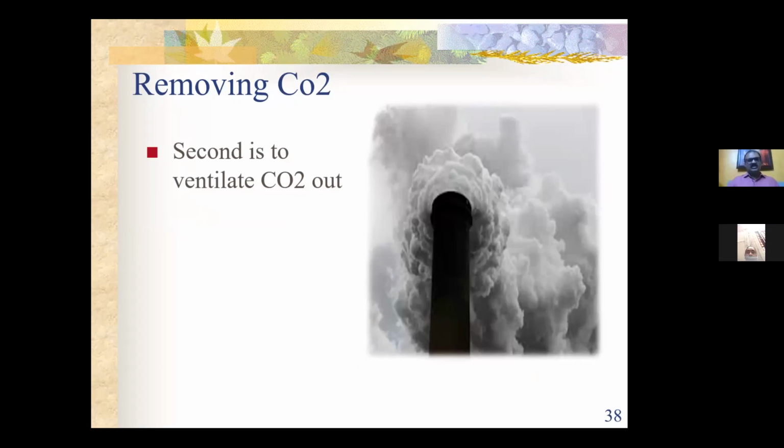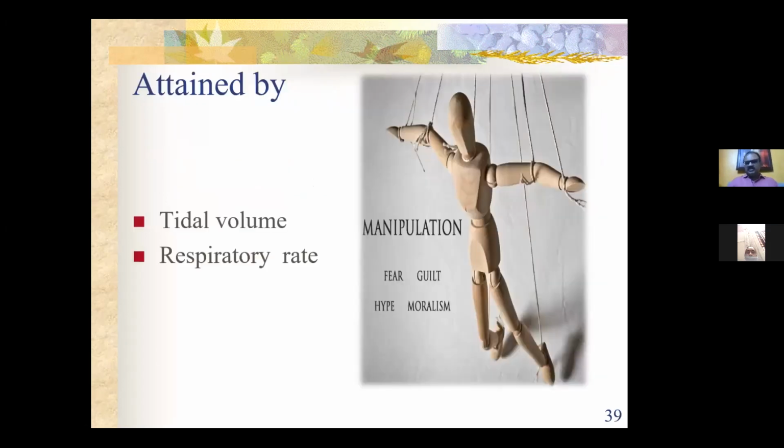Second one is the carbon dioxide. And carbon dioxide, we try to control basically with tidal volume and the respiratory rate, basically the minute ventilation. So that is why we are concerned about the tidal volume and the respiratory rate. So carbon dioxide is controlled by these two, and oxygen is controlled by the FiO2 and the PEEP.